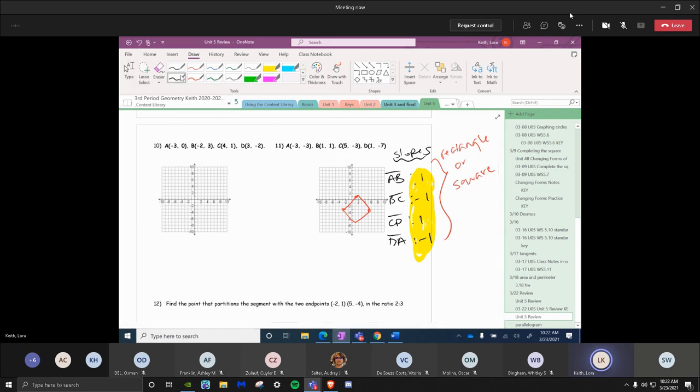Okay, now let's check the distances. So once again, we're going to check from A to B, B to C, C to D, and D to A. So if I check these, I get that they're all square root of 32.